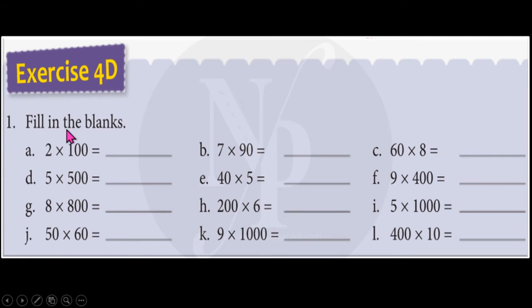Question number 1, fill in the blanks. In these fill in the blanks type questions, we see there is multiplication by hundreds, thousands, tens, and multiples of tens and hundreds. You can see here. We have learned multiplication by tens, hundreds, and thousands in the previous session. Let us recall our understanding and solve these questions in this exercise. Come on, let's begin.